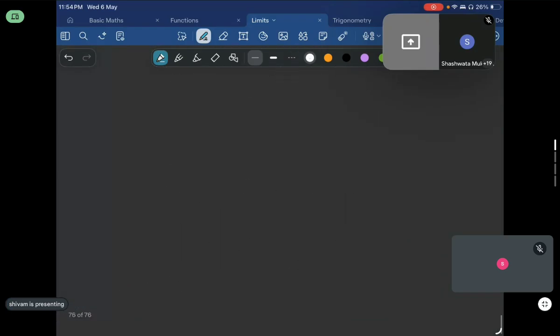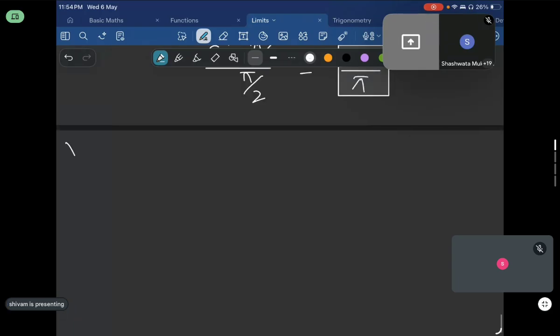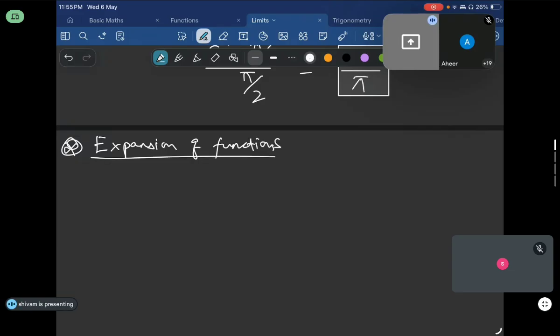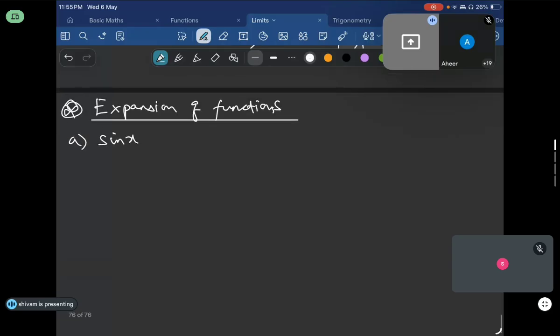Next, after this, we have some questions on expansion of functions. Do you people remember Taylor and Maclaurin series expansions? There are some expansions you need to remember. If you remember them, it will be very helpful in some of the problems. Like I remember one question came in JEE Advanced 2020 on limits, where you cannot solve without expansion.